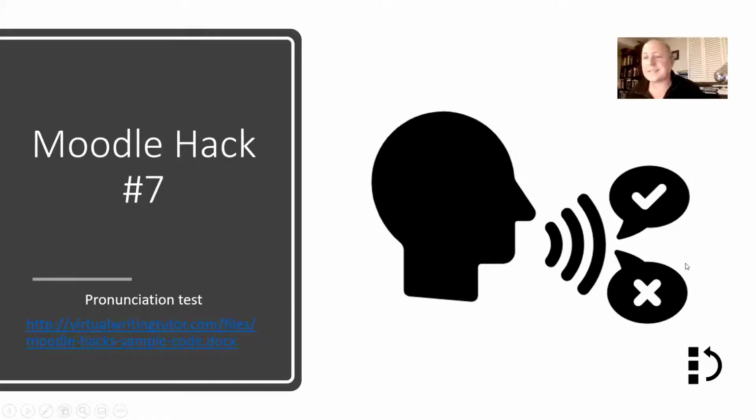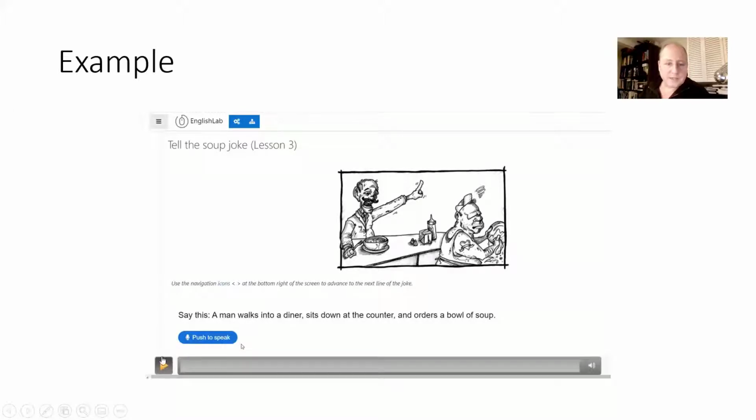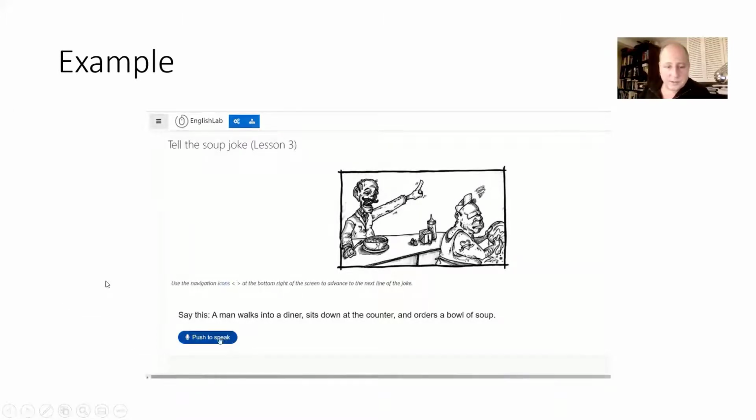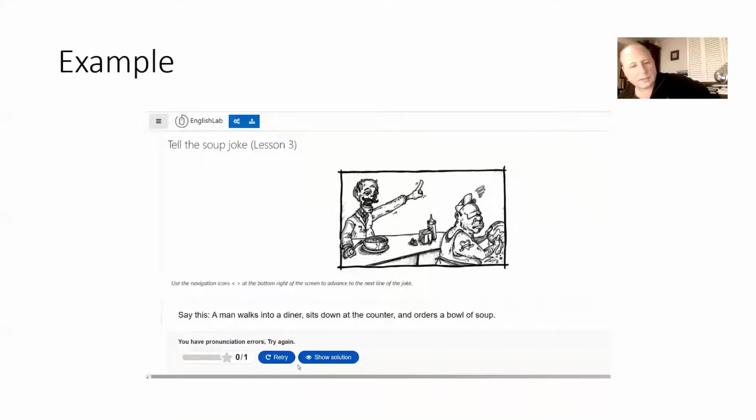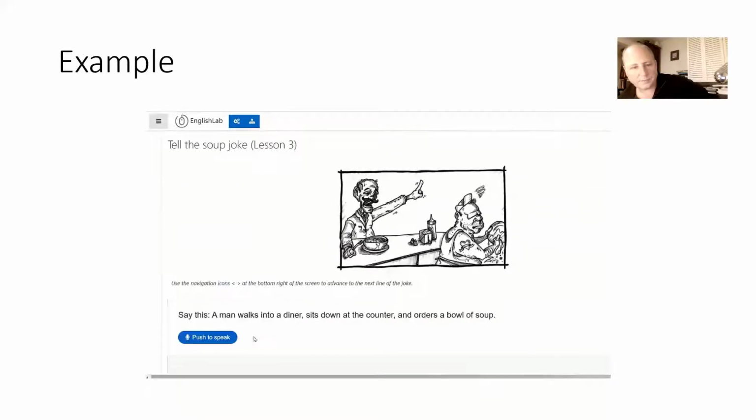This one is a pronunciation test. It's not really a hack. It's a feature. It's a plugin. So here is the pronunciation test. I like it. I think it works. Push to speak. A man walks into a dinner, sits down at the counter, and order a bowl of soup, with errors. And this gives me a 0 score. Show the solution. It shows me what it heard and what it should have heard. Then I can retry. A man walks into a diner, sits down at the counter, and orders a bowl of soup. Now I get a full score.